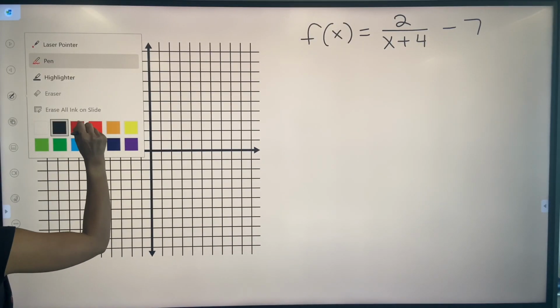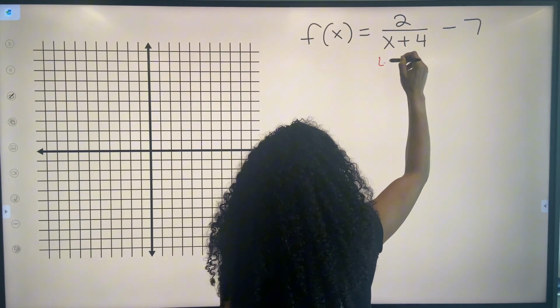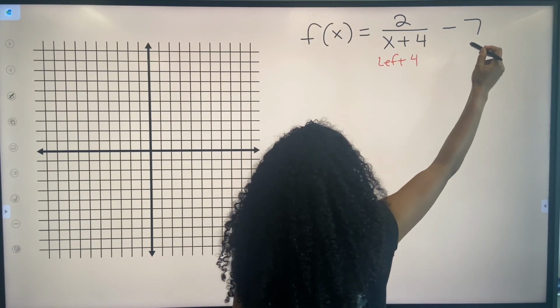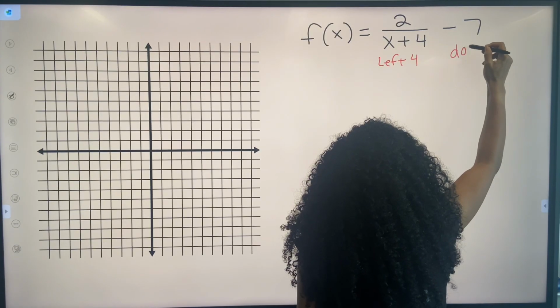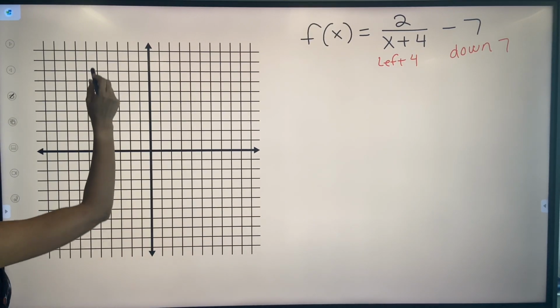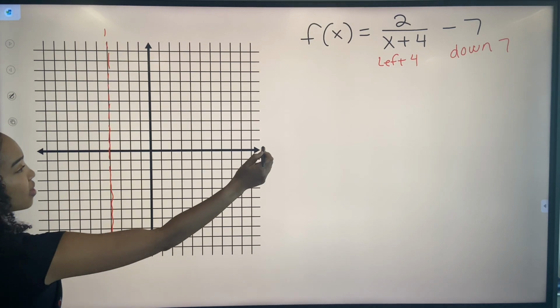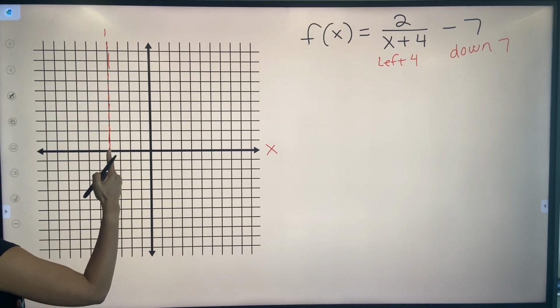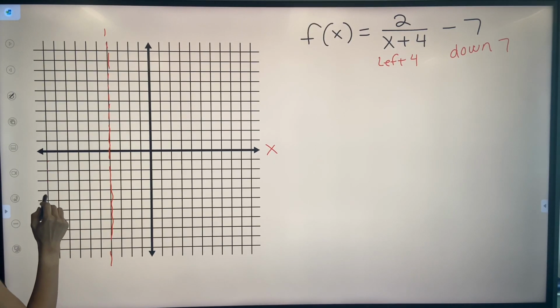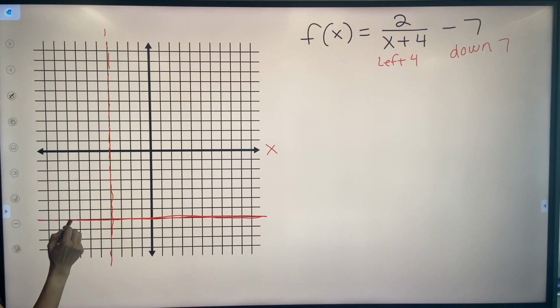So the transformations that happened here: this x plus 4 means it went to the left 4, and this minus 7 means it went down 7. So if I sketch my asymptotes, I'll have a vertical asymptote right here, going through the x-axis at -4. And 1, 2, 3, 4, 5, 6, 7. Right here at -7 is my horizontal asymptote.